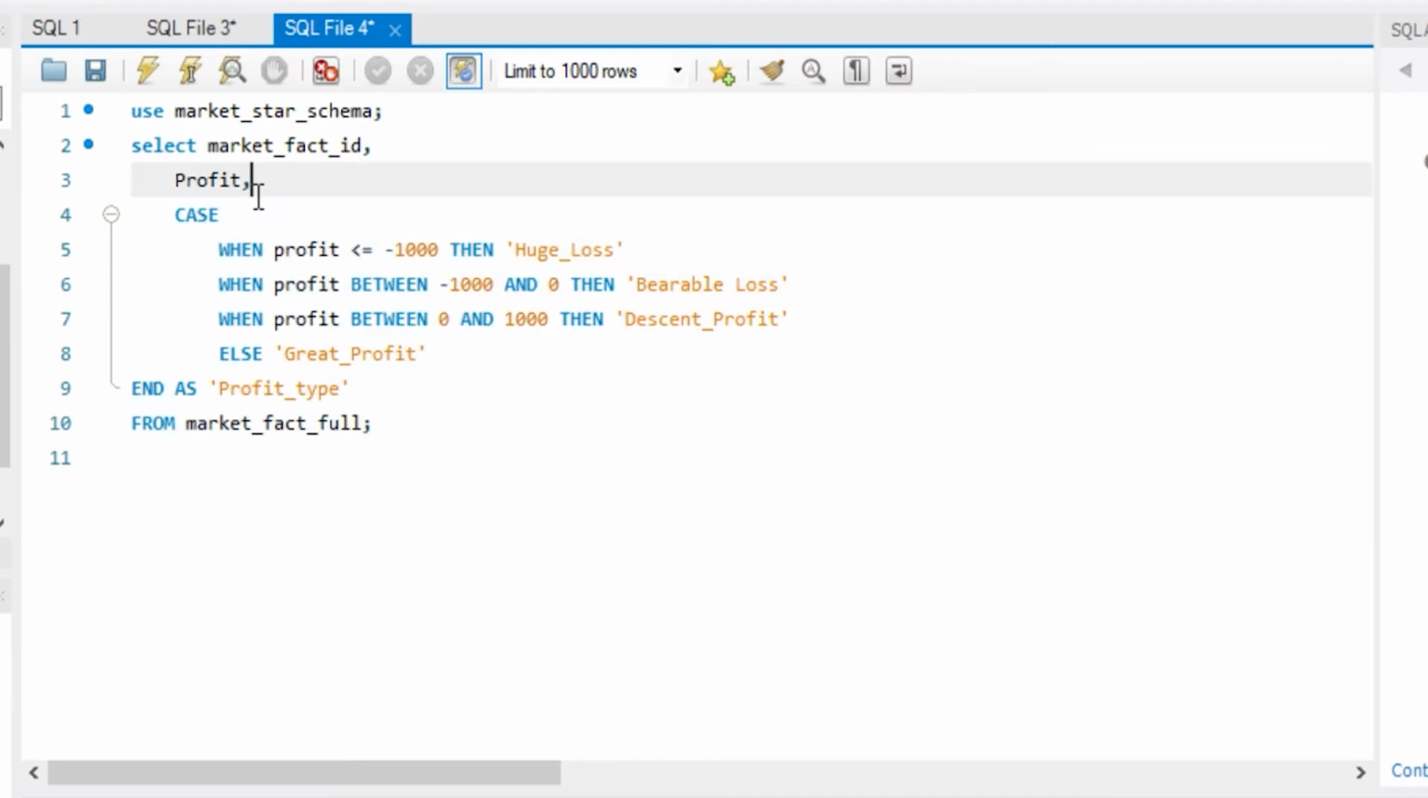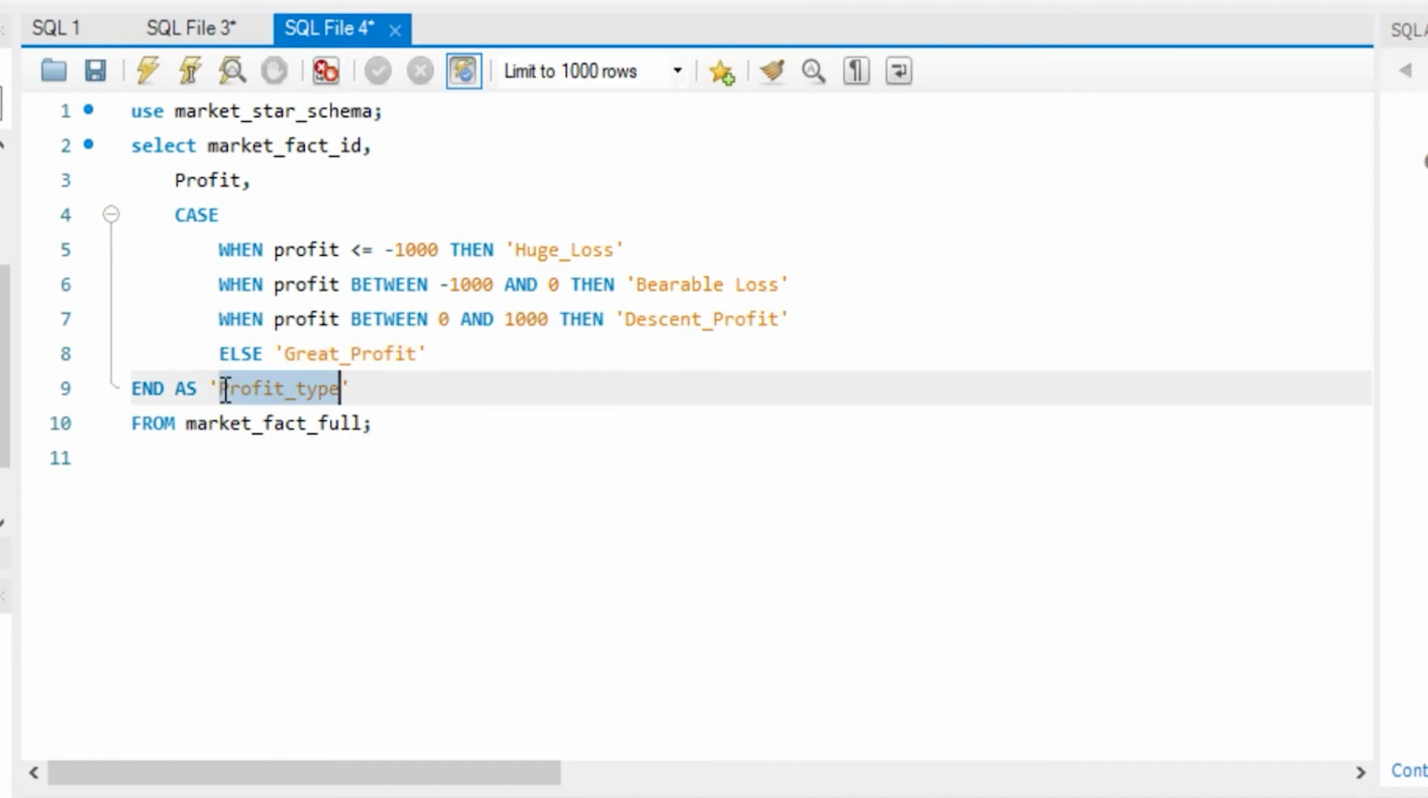In the next line, we will start with the case keyword by writing case when profit less than equal to minus 1000, then huge loss. When profit between minus 1000 and 0, then bearable loss. When profit between 0 and 1000, then decent profit, else great profit.